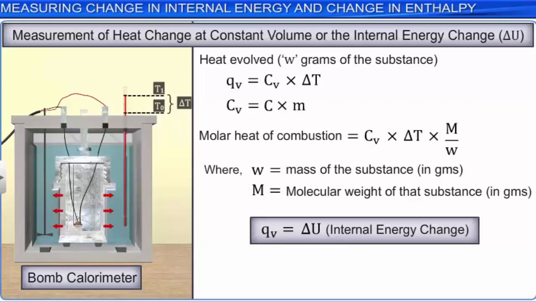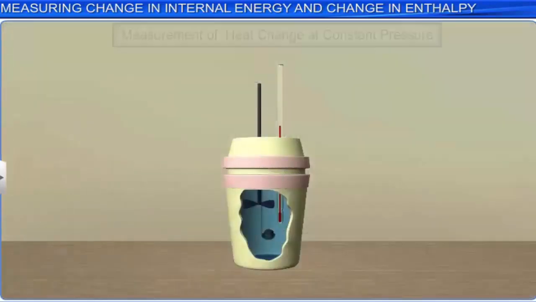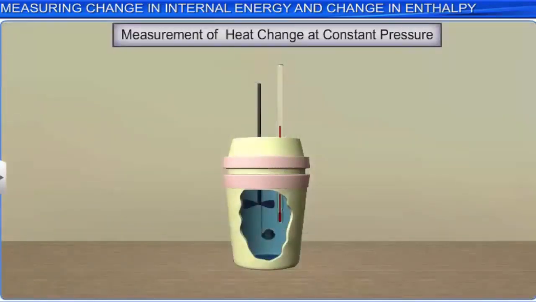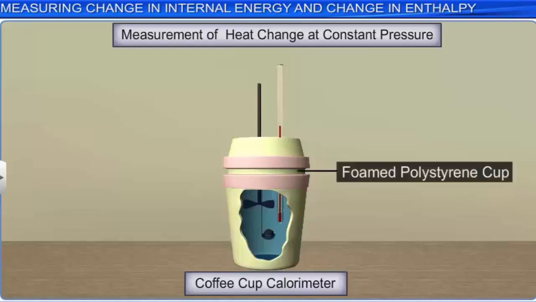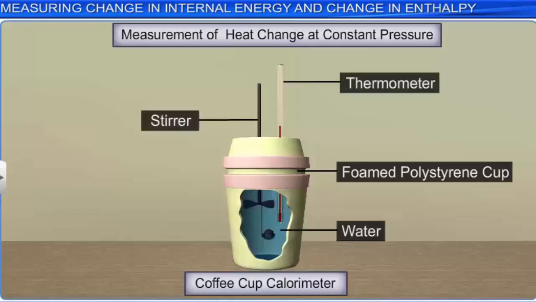Let us now measure the heat changes at constant pressure. To measure the heat changes at constant pressure, a device known as a coffee cup calorimeter is used. These calorimeters are open to the atmosphere, so these measure heat changes at constant pressure. This calorimeter is a formed polystyrene cup partially filled with a known volume of water and fitted with a stirrer and a thermometer inserted through the lid of the cup. When a reaction occurs in the coffee cup calorimeter, the heat change is measured in terms of the change in the temperature of the system.